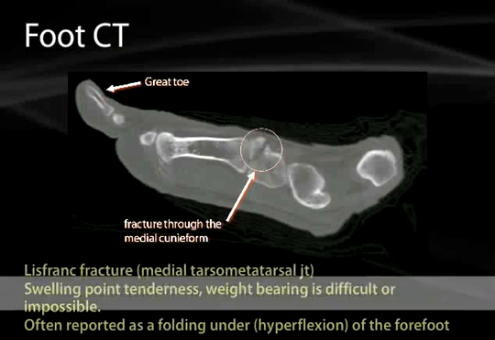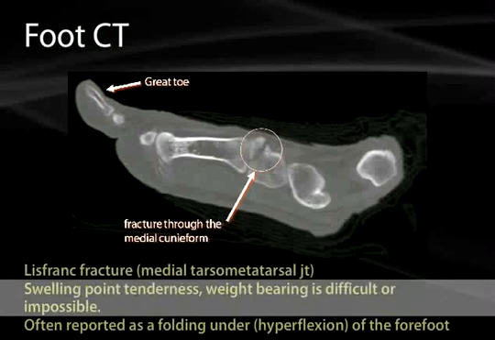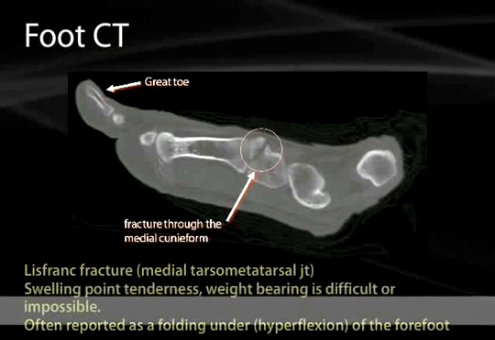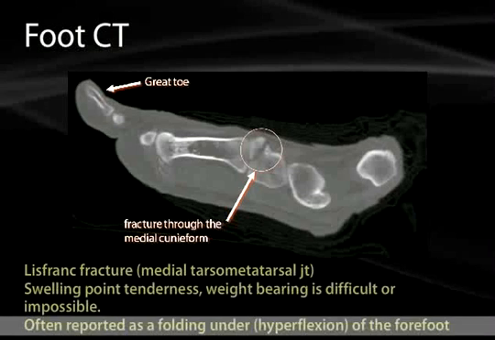And you're going to have definite swelling and point tenderness, whereas weight bearing on these fractures is very difficult and very painful because there's so much importance on the toeing off cycle of gait. So when you have this first compartment that can't bear the weight of that toeing off action, these people have significant limps and difficulty in ambulation. When they report the method of injury, many times it's reported as a folding under or hyperflexion of the forefoot. It gets forced underneath their body.